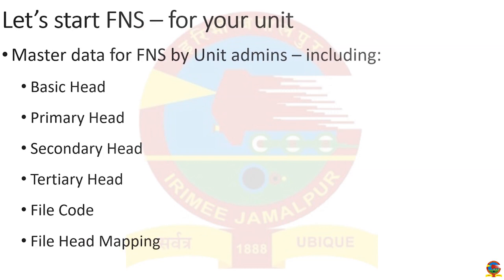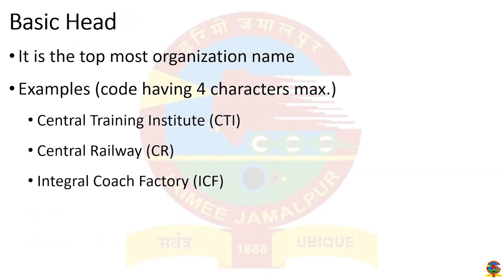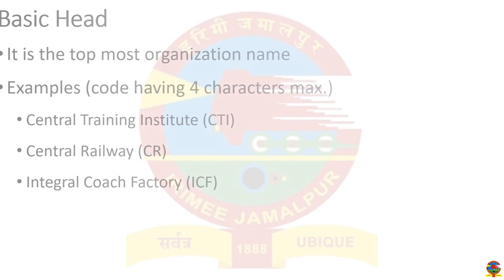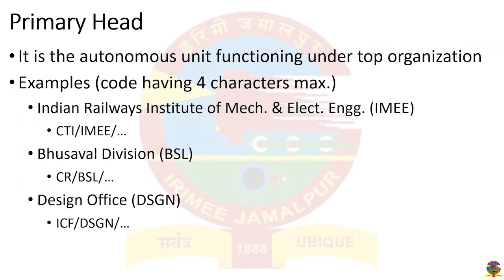The basic head is the topmost organization name. It may be CTI or the name of the railway or the name of production unit. This can have a maximum of 4 characters. The primary head, following the basic head, is the unit functioning under the top organization. It is represented by a maximum of another 4 alphabetical characters. IRMI is represented by IMEE. A division can be represented by, for example, Bhusawal division, BSL, or design office in ICF can be represented by DSGN. These are just examples, can vary from division to division and unit to unit.